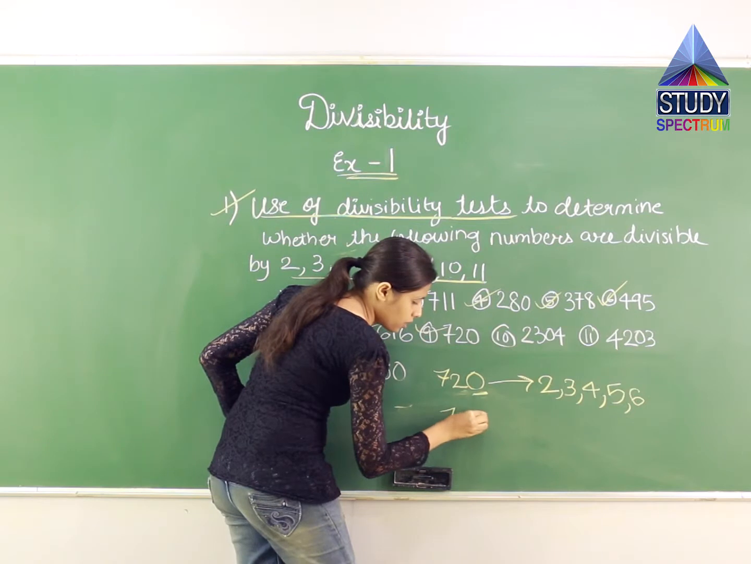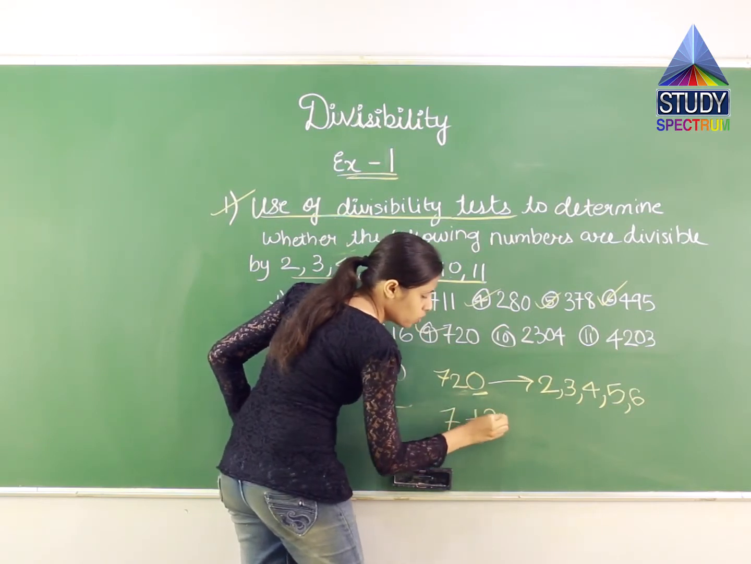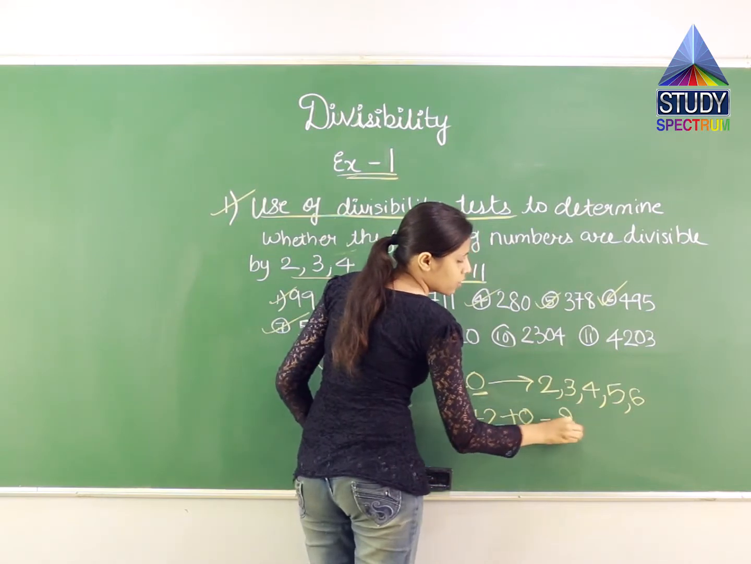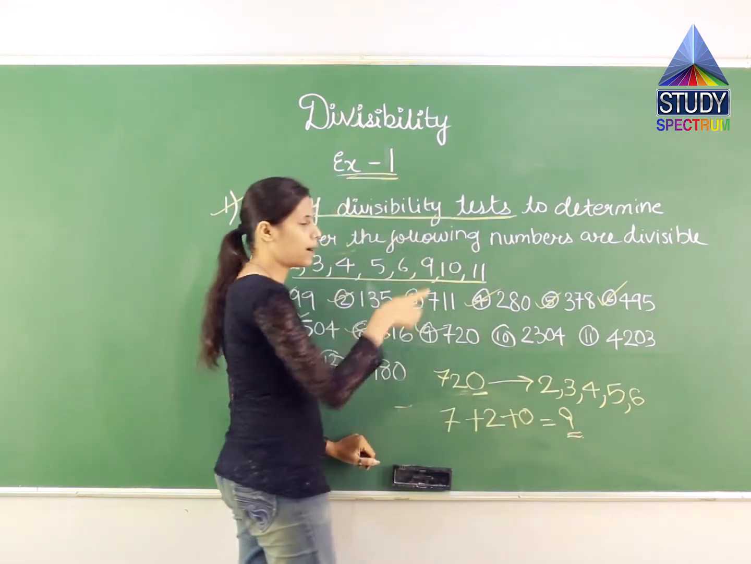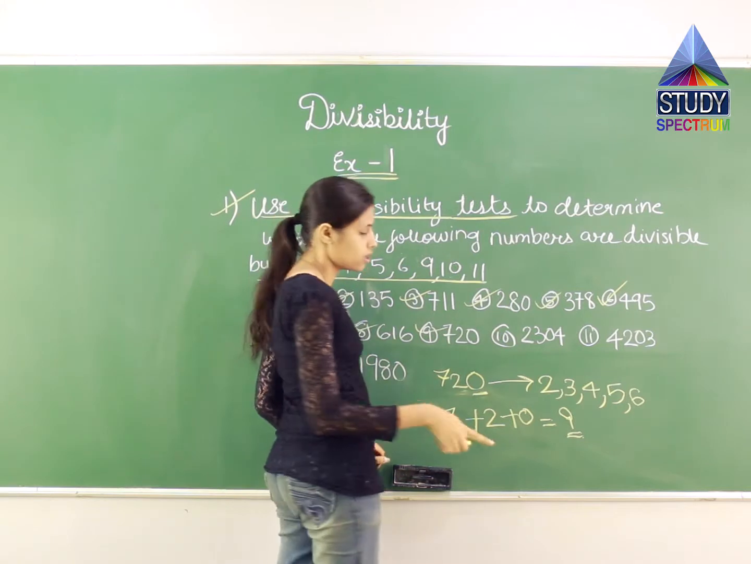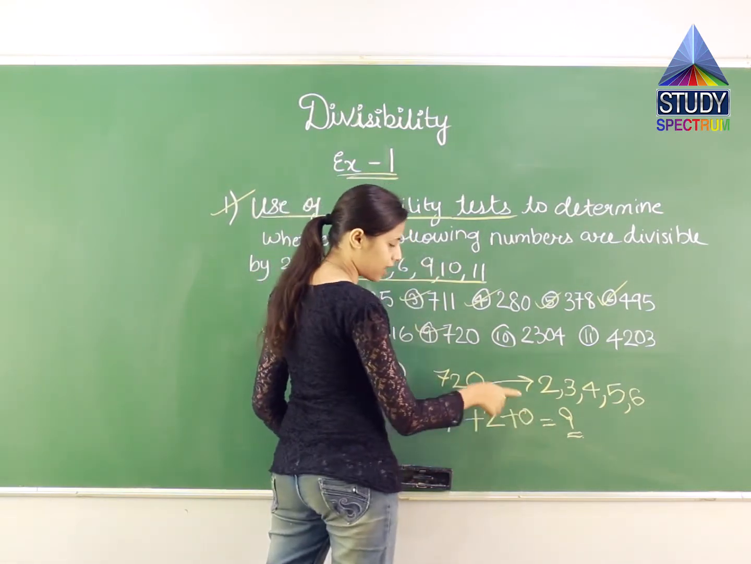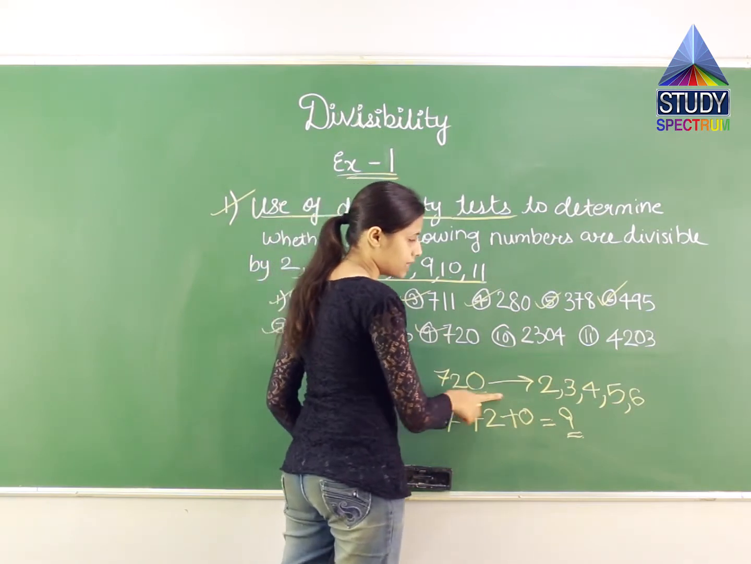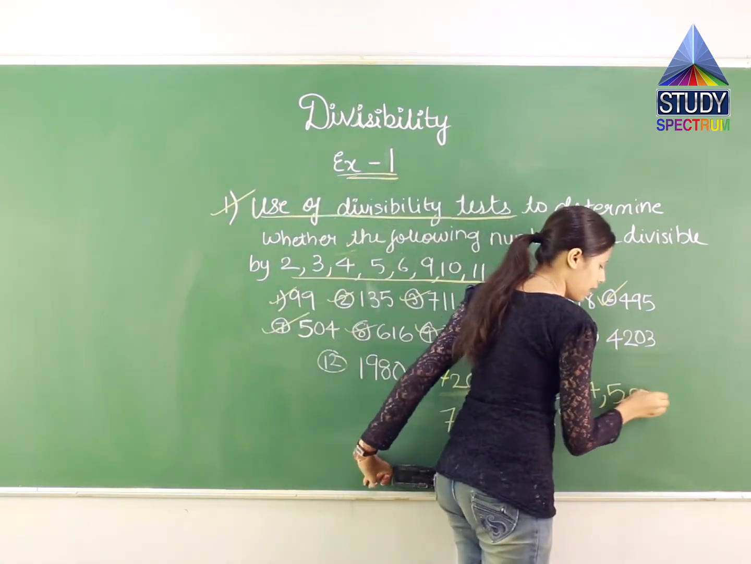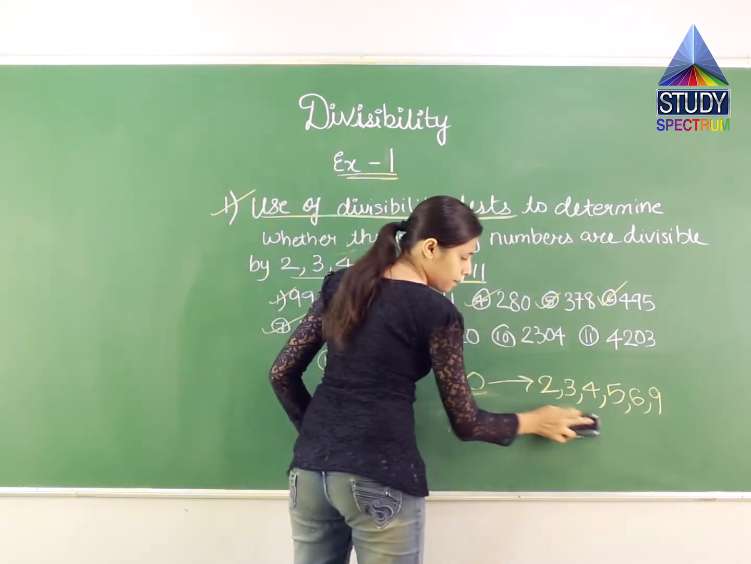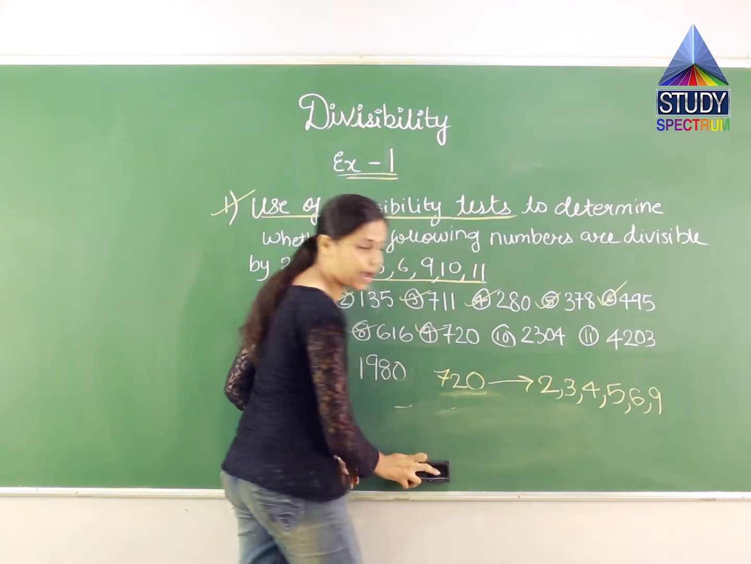So this is 7, plus this second digit, which is 2, plus 0. Gives me what? Gives me 9. Is 9 divisible by 9? 9 ones are 9. So yes, 9 is divisible by 9. So I can say that this entire number 720 is divisible by 9. So I'll be clear by the test of divisibility by 9.